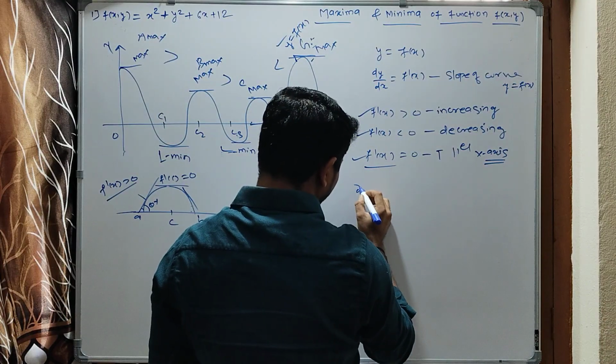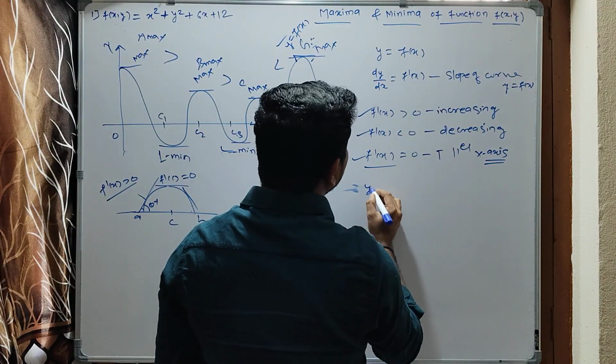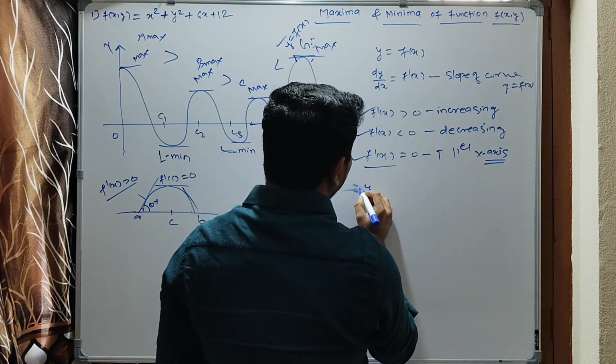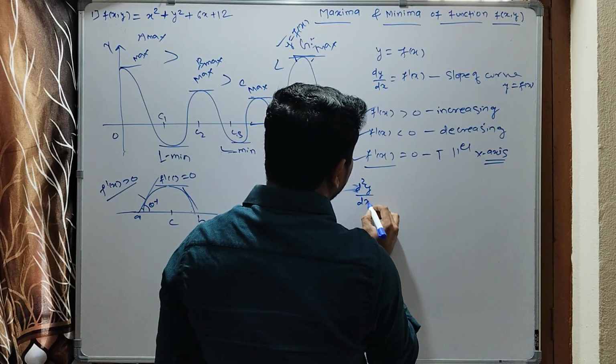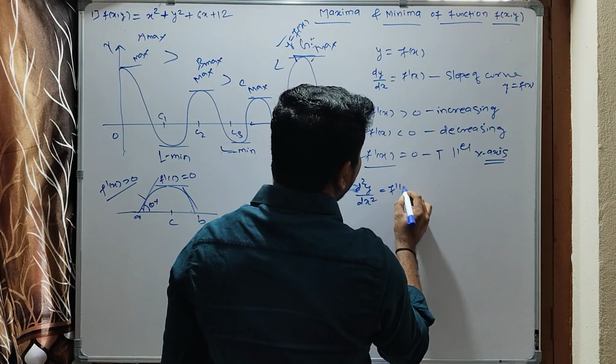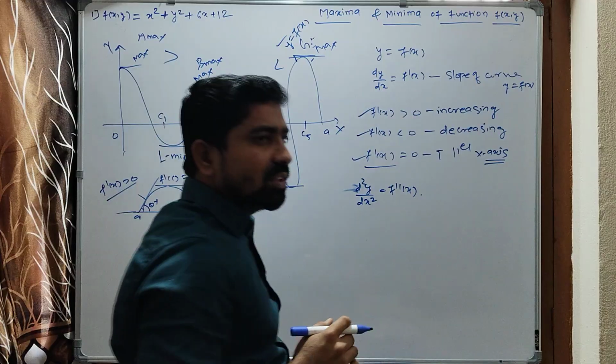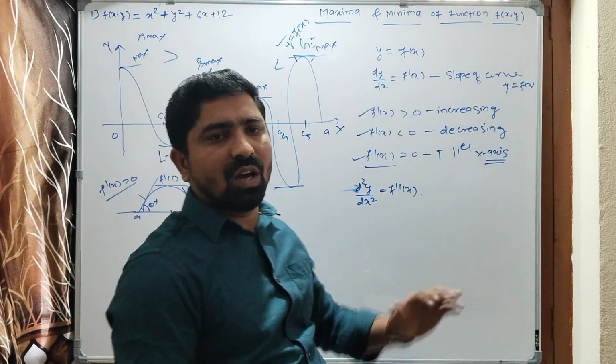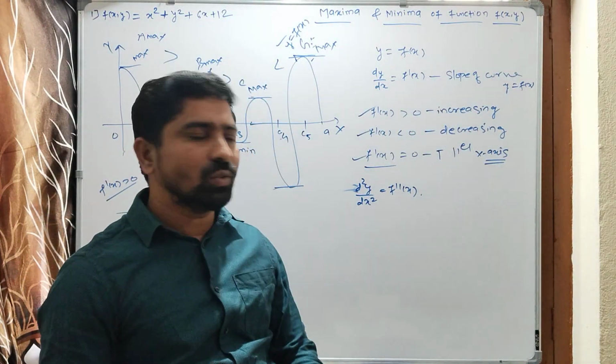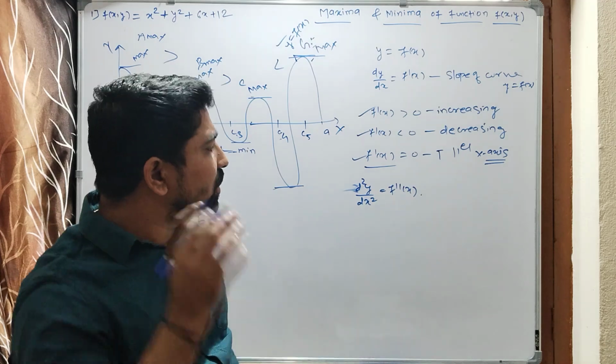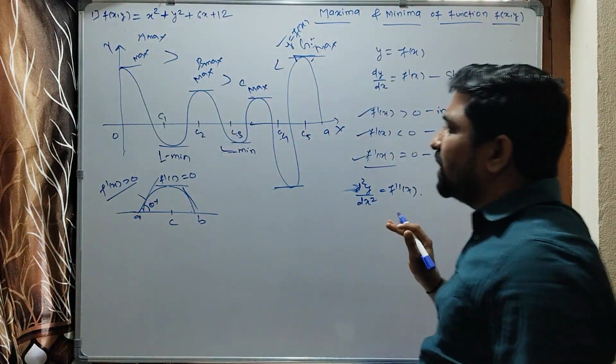Now I want to find d2y by dx square, which is equal to f double dash of x. This is the curvature of the curve, or we can say the slope of the slope. This is the double derivative, and it indicates the change in slope.